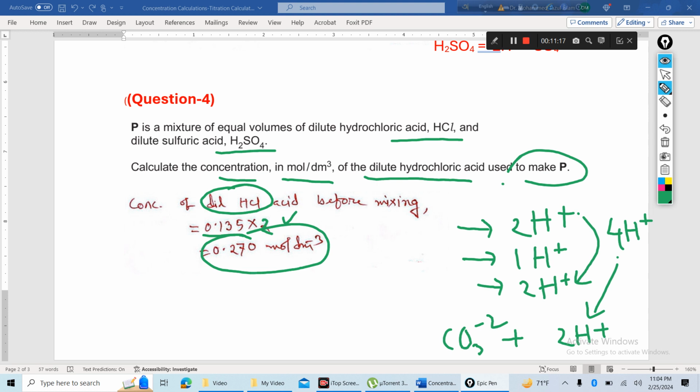So the concentration of dilute hydrochloric acid before mixing will be 0.135 times 2, I mean 0.270 mole per dm³.